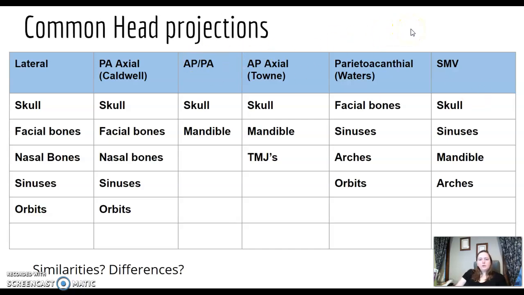I would love for you guys to work on a chart like this, or write out your own chart and see if you can fill them in, remembering which of the head work has a lateral, which uses a Caldwell. Does one have an AP or PA? Which ones use Townes, Waters, SMV, etc.? So if you would just write it out on a scratch paper, give yourself a few seconds, fill it in, and then check your work.